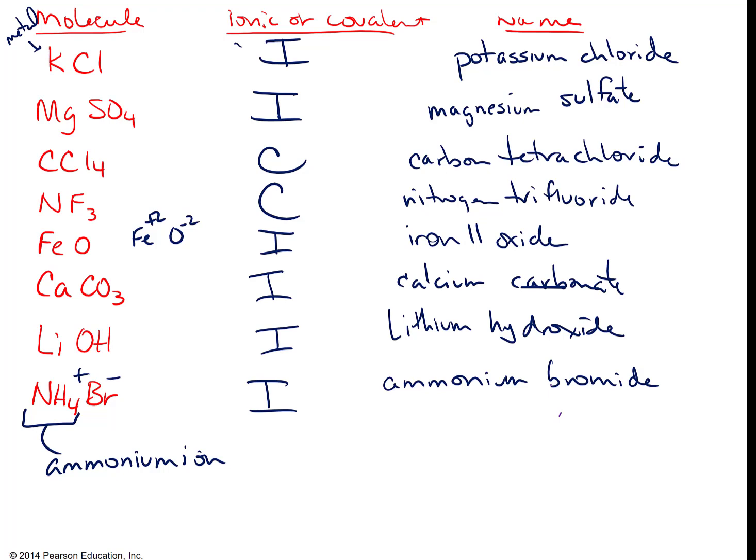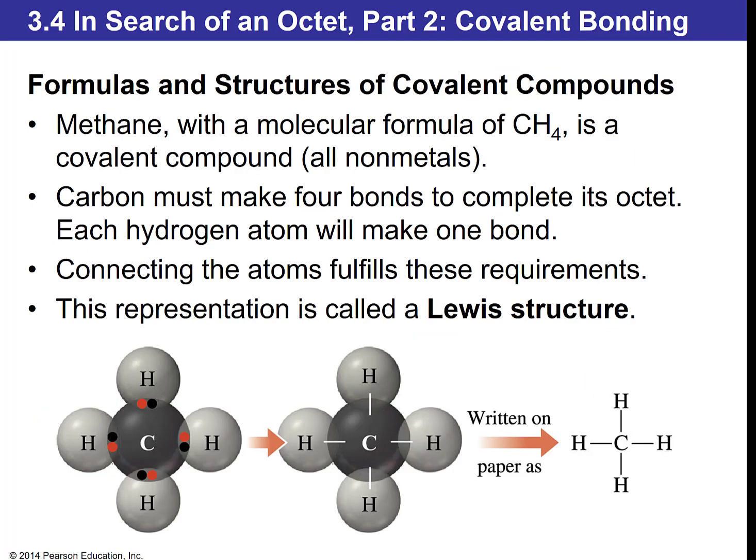But for 99% of the time, 99.9, other than the ammonium ion, just look at the first element. If the first element is a metal, then you know it's ionic. If the first element's a nonmetal, just name it as covalent. Except for the ammonium ion, that's the oddball. So we're going to throw in a whole nother thing. We've been drawing these structures for covalent molecules, but they're three-dimensional.